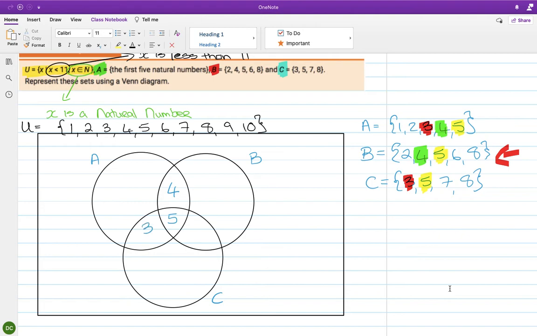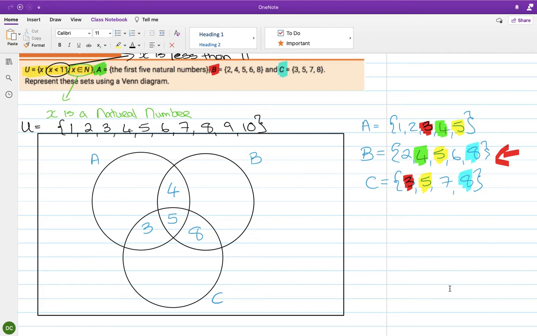Yeah? And then the last intersection here is the one between B and C. So is there anything common between B and C? There is, an 8. And is there an 8 up in A? No. So an 8 goes in there.